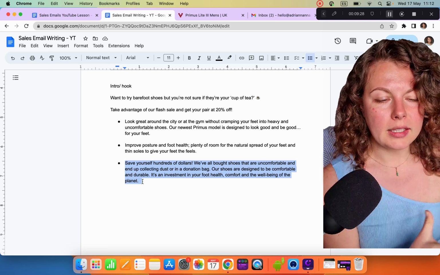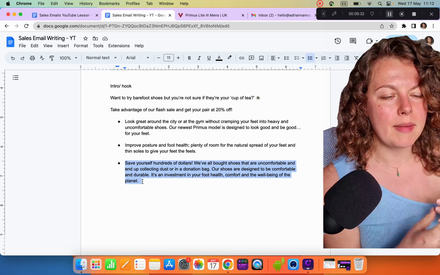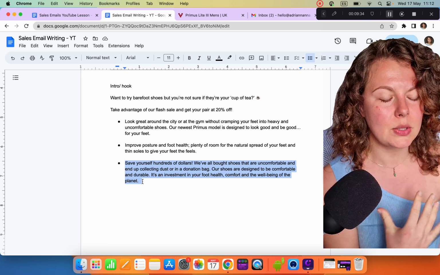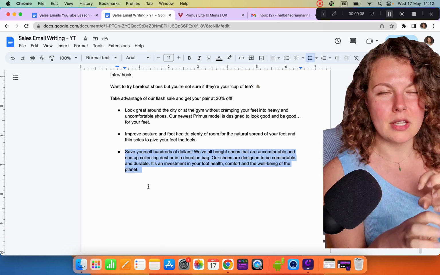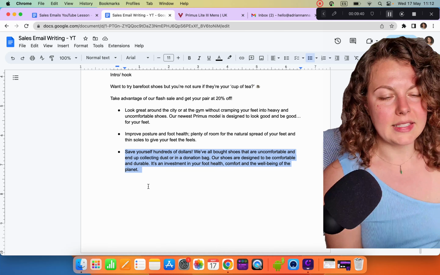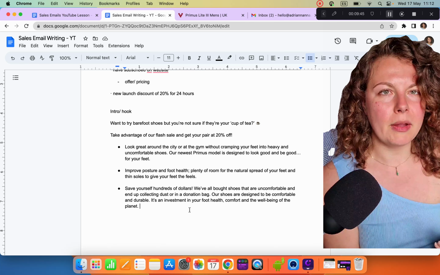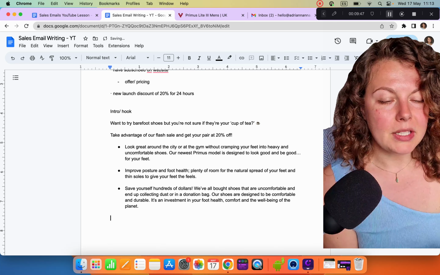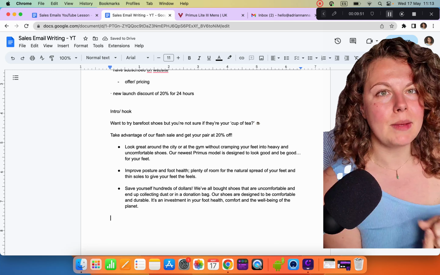So here I talked about saving yourself hundreds of dollars, and I mentioned that the shoes are durable and so on. This sentence in particular needs a lot of editing to make it concise and clear, but you get the idea. So that's basically the body of the email, where you're just talking about the benefits. And again, because this is an e-commerce email, maybe we would see some pictures in here, maybe a design.